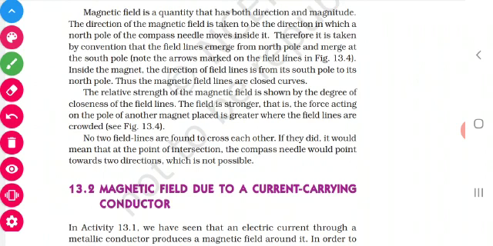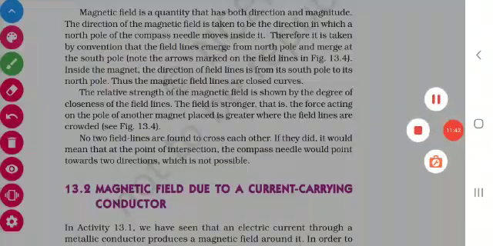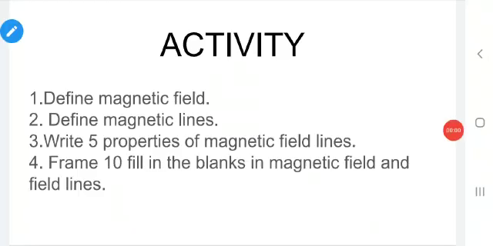Children, have you all understood? So I will give the homework. Dear children, your activity for this class is: first question, define magnetic field. Second question, define magnetic lines. Third, write 5 properties of magnetic field lines. The fourth one, you have to frame 10 fill in the blanks on magnetic field and field lines. Do this activity and submit soon.